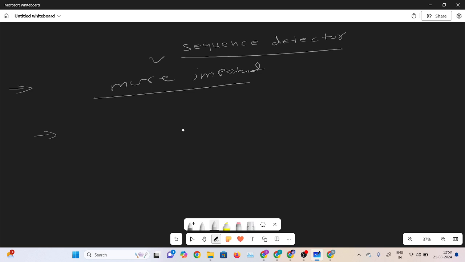In this part, suppose the interviewer gives the sequence 1, 0 and 1, and we need to detect this sequence. So what is the process? For detecting this sequence, there are two things. Means there are two FSMs.